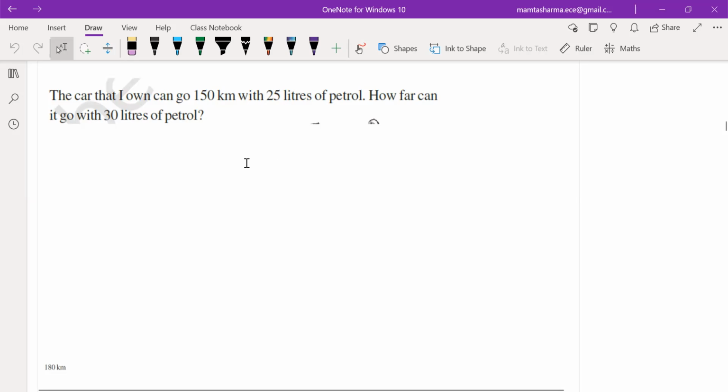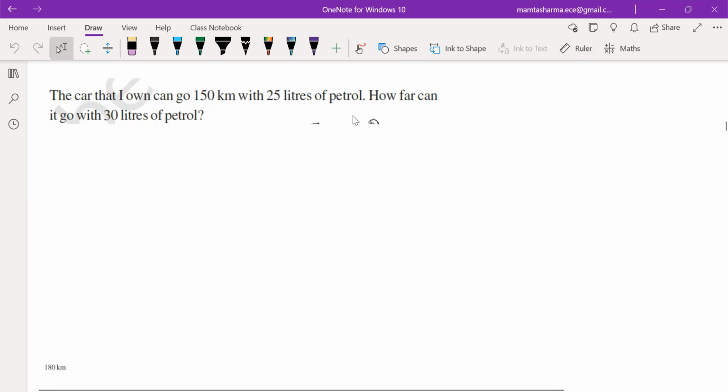So we need to find out the distance. For 25 liters, it is going 150 kilometers. So for 1 liter of petrol, it will go 150 by 25 kilometers. Whatever is being asked here, they are asking about the kilometers. So keep that thing on the right hand side.